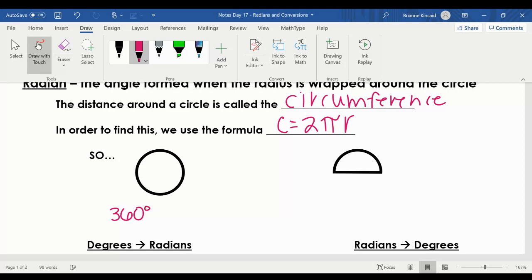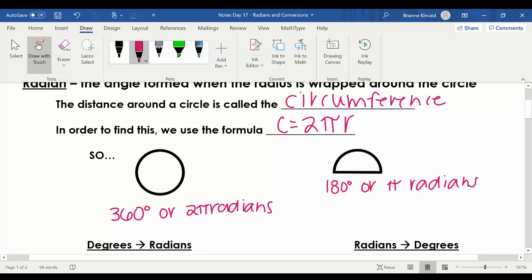Now what this all means for us is that a full circle we know is 360 degrees or 2 pi r. That means 2 pi radians. So 360 degrees or 2 pi radians. A half a circle, we divide by 2, means that's going to give us 180 degrees or pi radians.